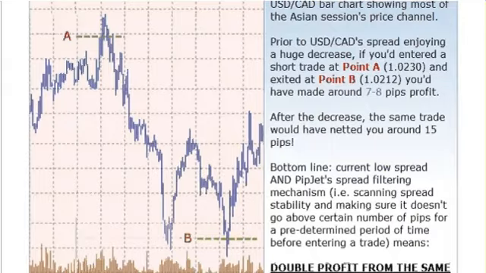Okay, so that is discovery number 2 of the USD CAD Asian session.